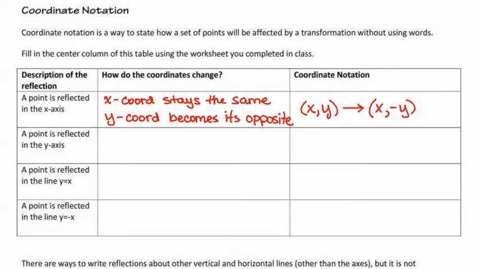Now an example of what that would look like. Let's say we have the point (3, -2), and I want to transform it by reflecting it in the x-axis. That means the x coordinate will stay the same. It's going to stay a 3. And the y coordinate will become its opposite. So the opposite of -2 becomes +2.